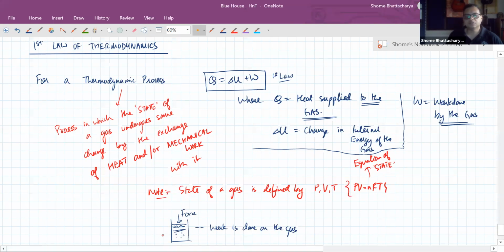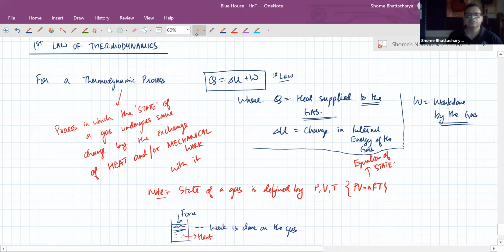Now, if, for example, the walls of the gas chamber are made of conducting material like metal, then heat might come out. But if they are made of insulating material, like double-walled vacuum walls, so heat will not escape, then Q will be zero. But work done on the gas will be converted into internal energy. Whereas if you're doing work on the gas but allowing heat to come out, Q will also be negative, because heat supplied to the gas is negative. Heat is being withdrawn from it.